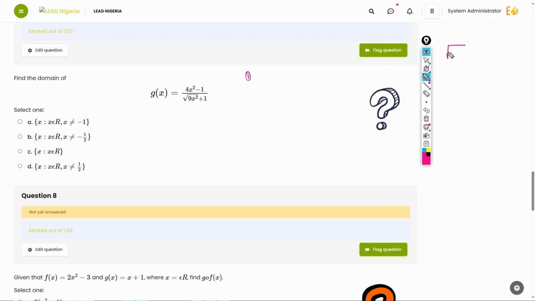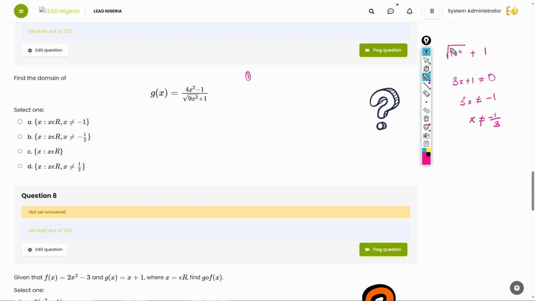square root of 9x squared plus 1, I already have an issue that this cannot be equal to 0. That means that 3x plus 1 must not be equal to 0. All right, so that means that 3x must not equal -1, or x must not equal -1/3. So that's the first restriction.